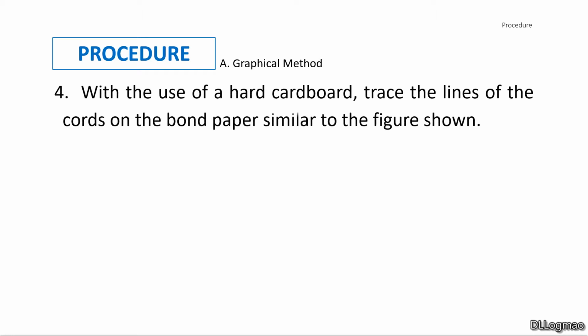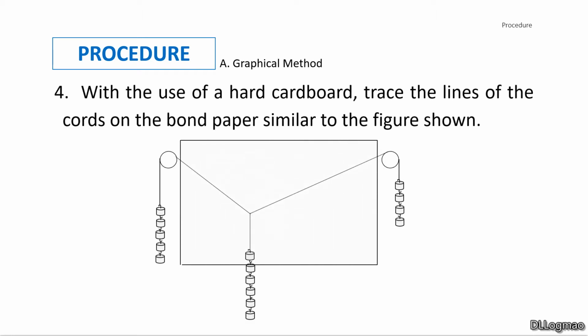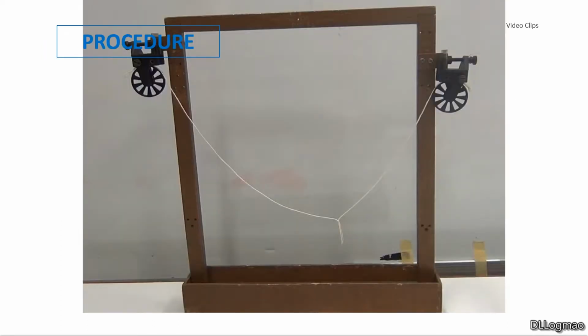With the use of hard cardboard, trace the lines of the chords on the bond paper similar to the figure shown. Count and record the number of weights in each chord. In the succeeding video clips, watch silently how the experiment is performed.